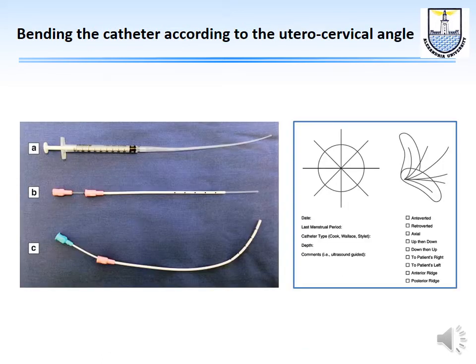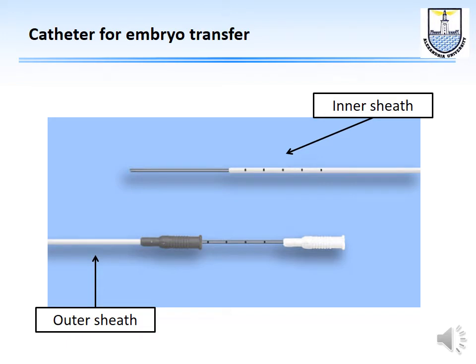Because if we know the direction of the uterus and the utero-cervical angle, we can bend our catheter according to this utero-cervical angle. Some women have a straight uterus, and sometimes we have a mild angle, a more obtuse angle, or a retroverted uterus. And here's the inner sheath and the outer teeth if we're going to do the afterloading method.